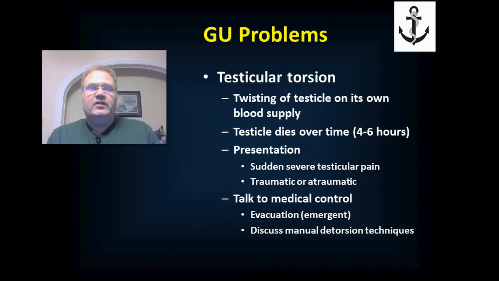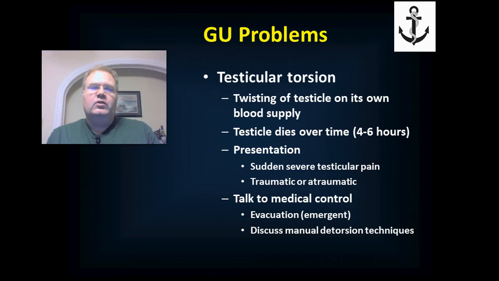What typically happens is either after trauma or no trauma, often following physical activity, your patient will get sudden severe testicular pain. On the examination, one of the testicles may look pulled up or twisted in an abnormal position. That's called an abnormal lie. And if you rub along the inside of the thigh, you elicit what's called the cremasteric reflex, where the testicles sort of get pulled up. You may have loss of that reflex. So talk to medical control. These patients need to be evacuated to get the testicles saved.